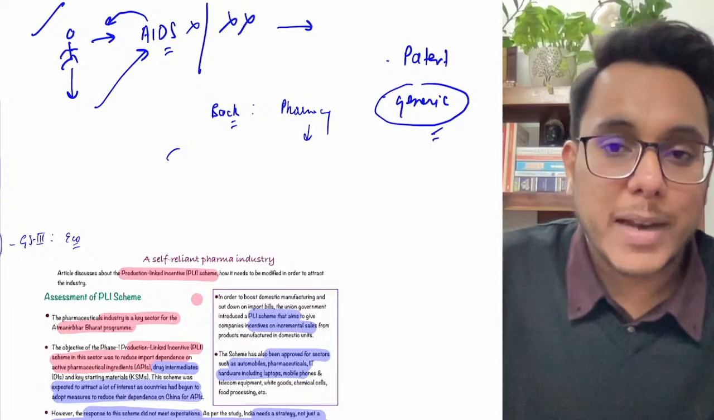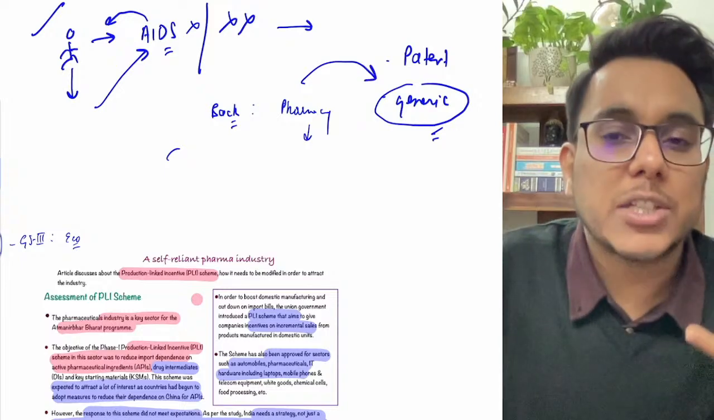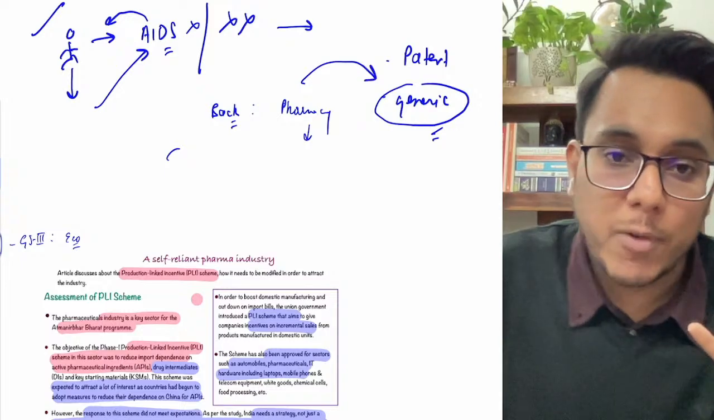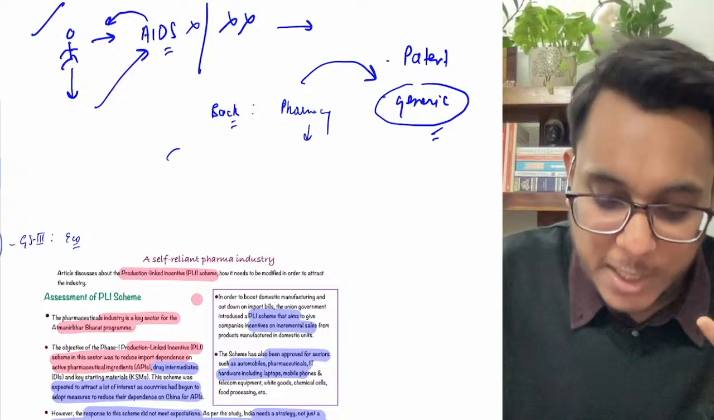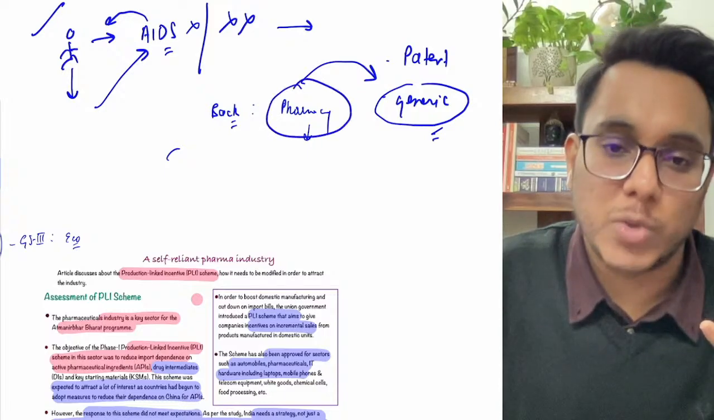So when we talk about India, India manufactures a large number of generic medicines, not only for India but for the entire world, and for that India is called the pharmacy to the world.